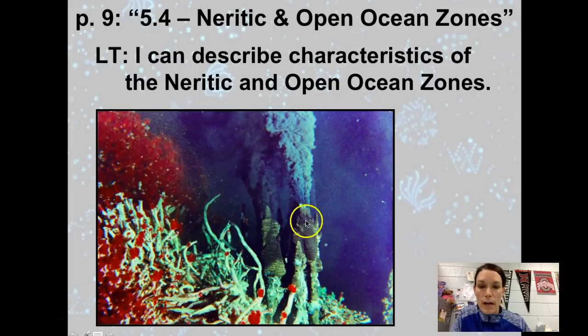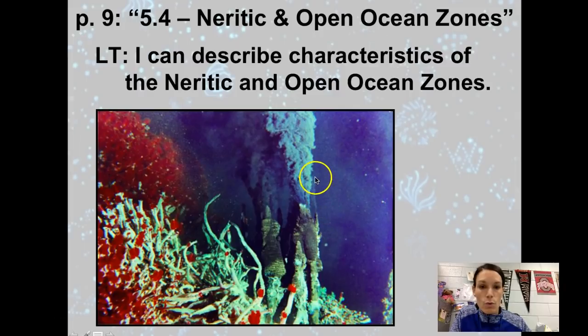This is a picture of a hydrothermal vent. This is in the deep ocean, where there is zero sunlight, so photosynthesis can't happen. But these hydrothermal vents push out this black, really hot smoke. They're also called black smokers for that reason.